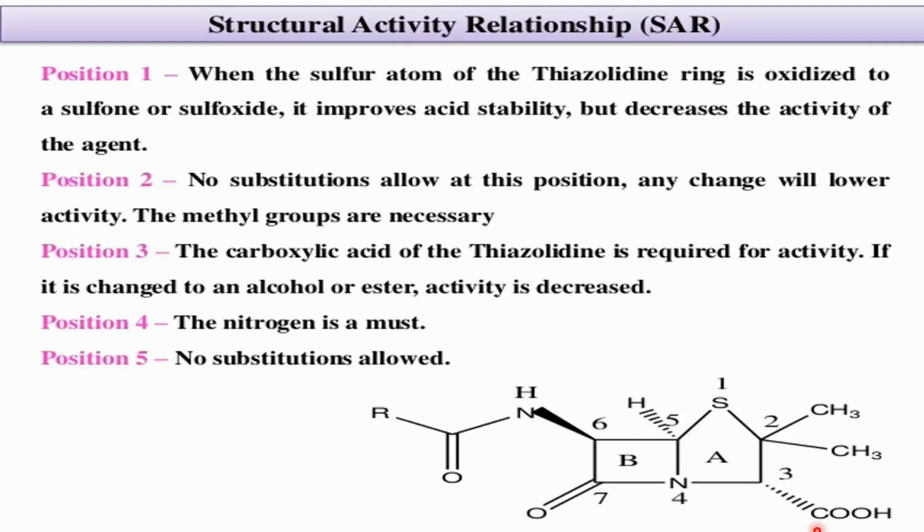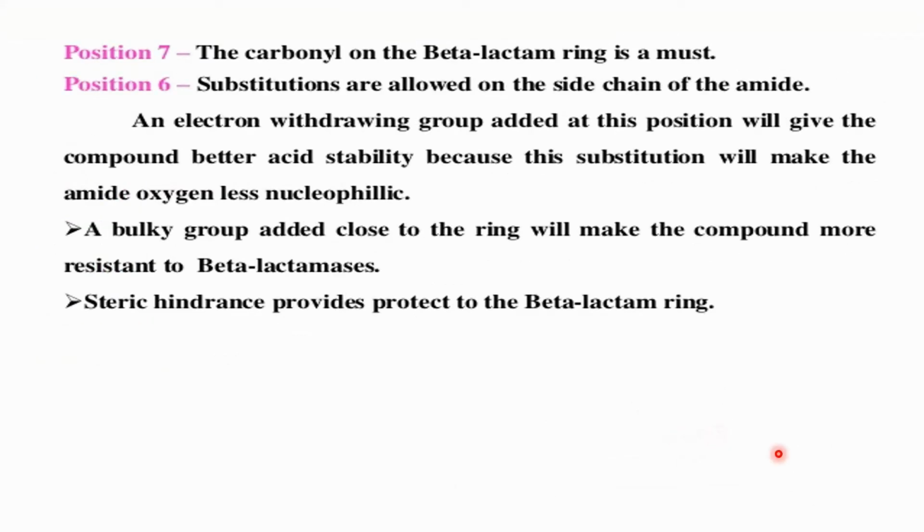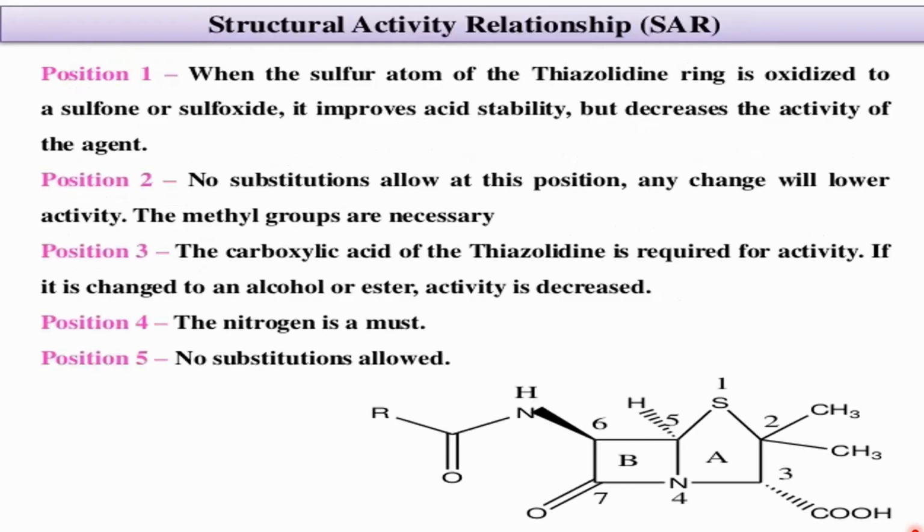Next, at the fourth position, you can see the nitrogen atom is present, which is mandatory in this structure. If any modification or substitution is made, then the activity of the compound will be completely lost. Now let's see the fifth position where carbon and hydrogen are present. This is basically a chiral center, where the stereochemistry factor matters more. So on the fifth position no substitution is allowed. Now on the seventh position the carbonyl of the beta-lactam ring is a must. Here you can see on the seventh position the presence of this carbonyl carbon is necessary.